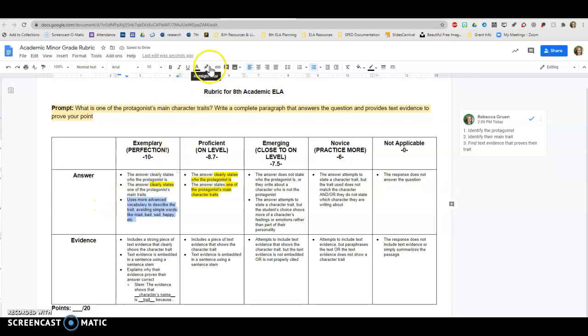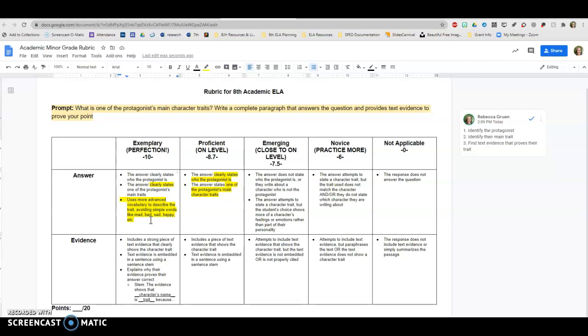So it uses more advanced vocabulary to describe the trait, avoiding simple words like mad, bad, sad, happy, and so on. In other words, I have to make sure I'm using my 8th grade level vocabulary. And I think I can do that. Okay, so I know that if I want to get exemplary, I have to say who the protagonist is, I have to clearly state what their trait is, and I have to make sure I'm using my advanced vocabulary. I can't use my 3-letter, 4-letter words that I learned how to spell maybe back in like 1st grade, kindergarten.